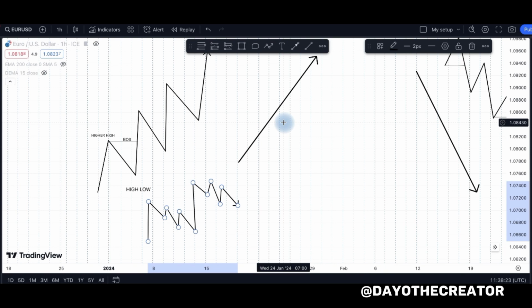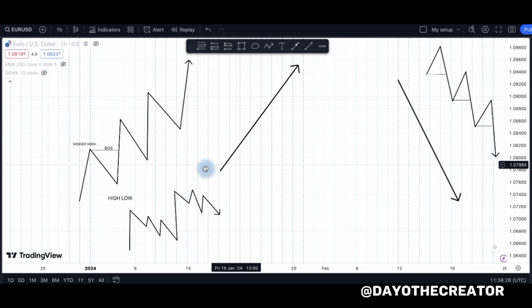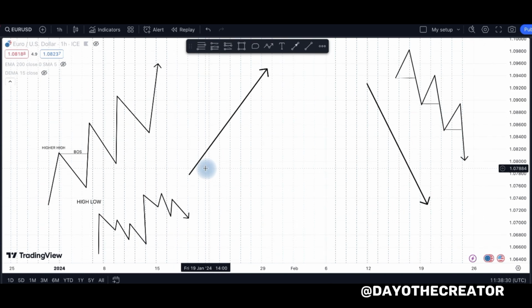So this is just a brief explanation of the basic market structure. If you have any question, you can drop it down below, and I am still going to be expanding on this in my next video.